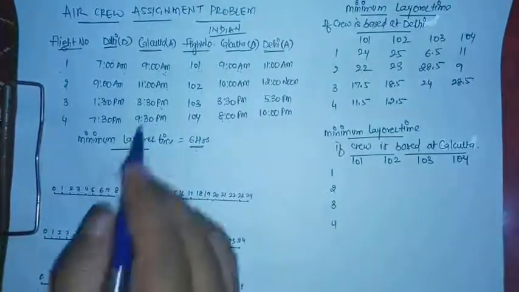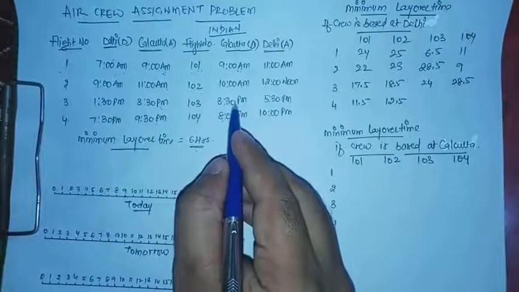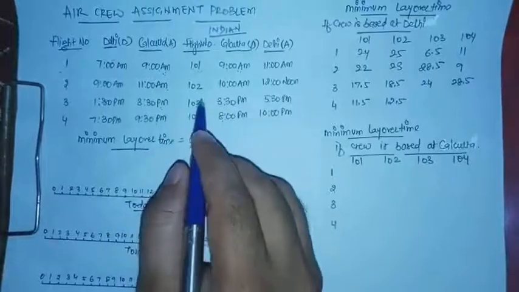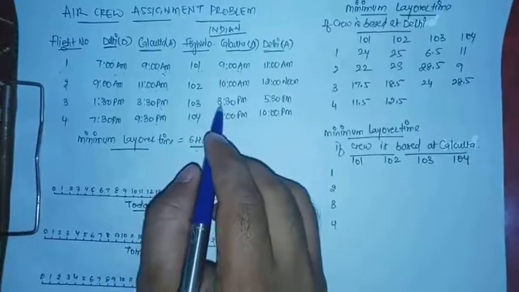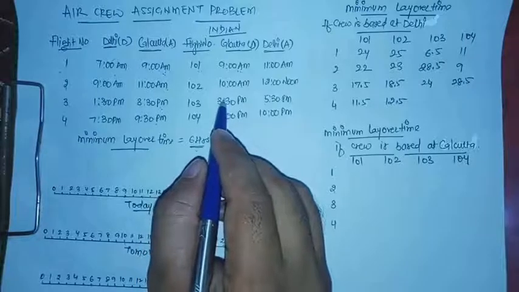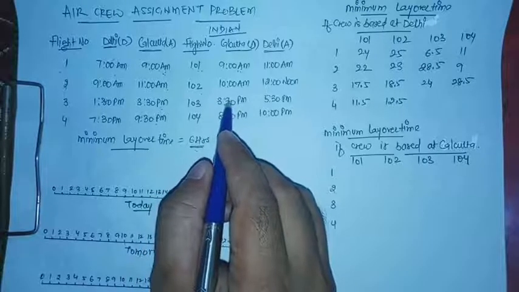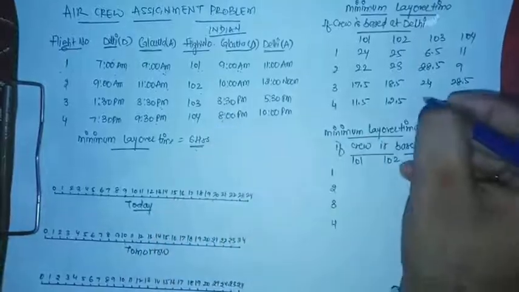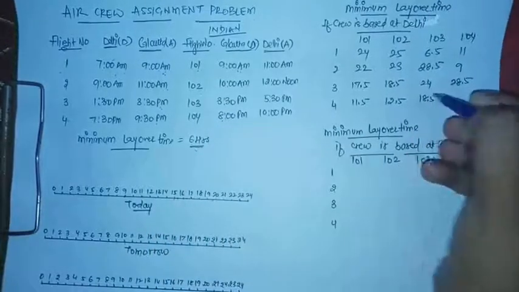Next 9:30 p.m. to 3:30 p.m., 9:30 p.m. to 9:30 a.m. 12, 12 plus 3, 12 to 12, 9 to 12, 3 hours, 12 plus 3, 15 plus 3, 18, and 18 and a half. That will be 18 and a half.